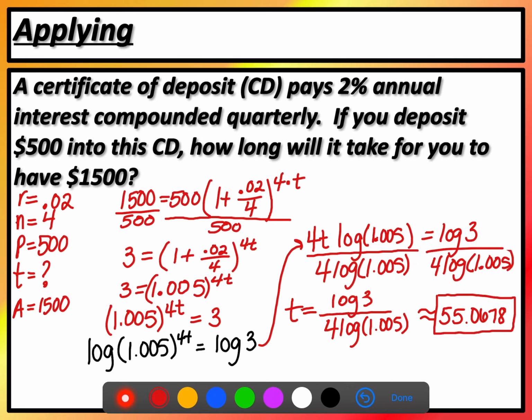Okay, so that shows you that 2% is not a great interest rate. Okay, and not only that, but it sounded like compounding it monthly, compounding it 12 times a year, was better than only doing it 4 times a year.